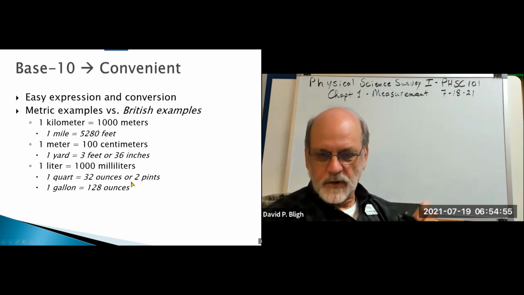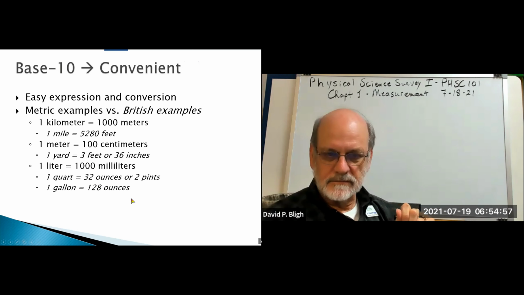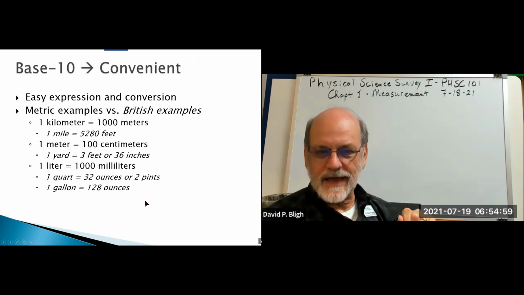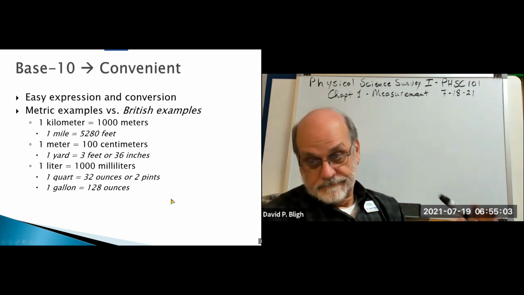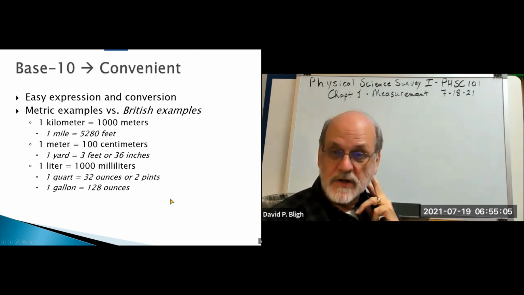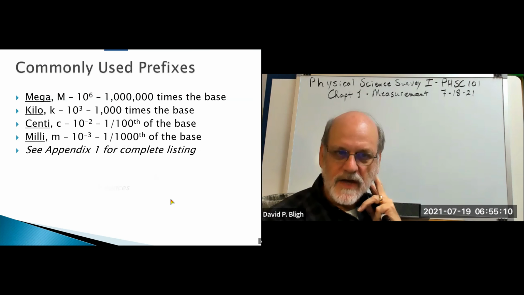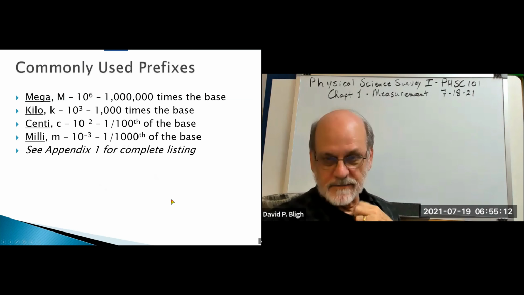1 quart, 32 ounces or 2 pints. 1 gallon, 128 ounces or 4 quarts or 8 pints. Right, see how confusing the British system can get. So that's why we stick with a metric system.